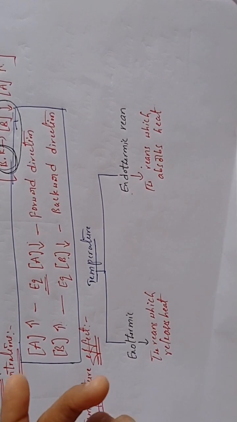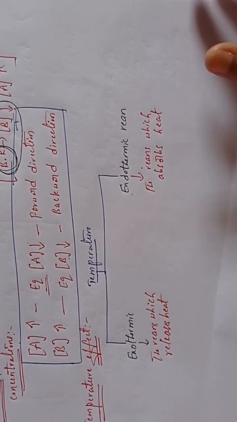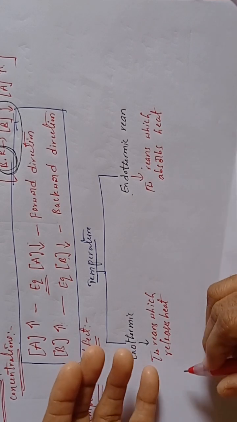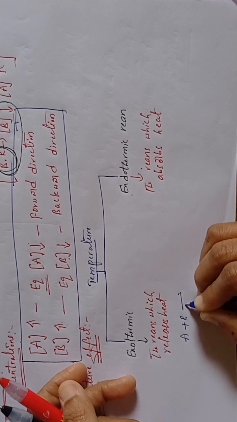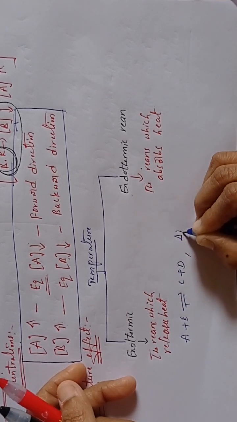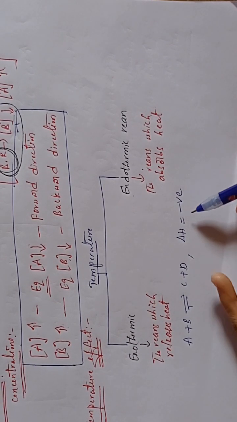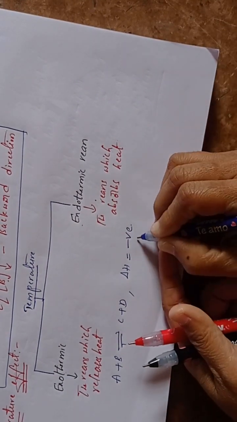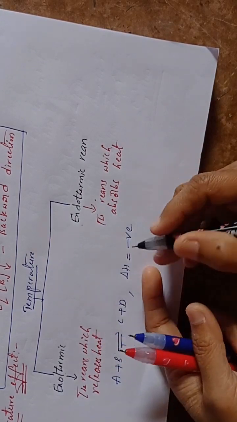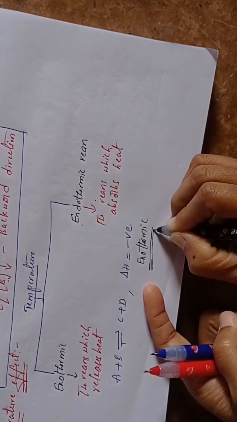Clear, students? Now, how to identify exothermic and endothermic reactions? See here, I am taking just one example of an equation: A plus B gives rise to C plus D. Here delta H is given as negative. What does negative delta H indicate, students? Delta H negative indicates an exothermic reaction.